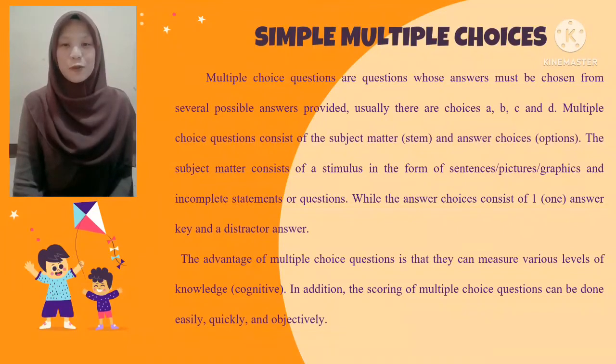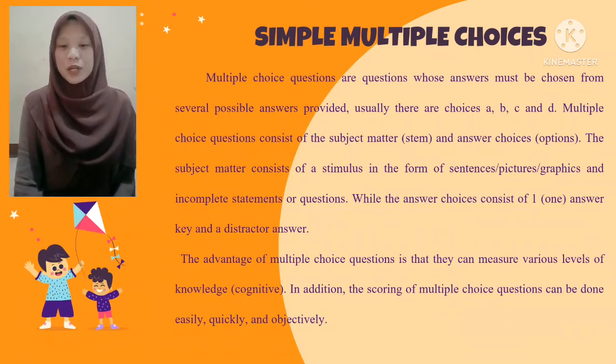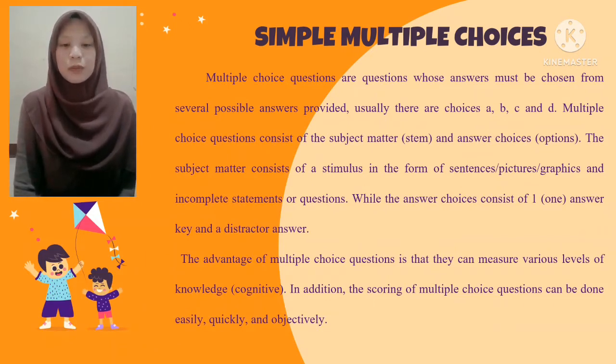The first instrument is simple multiple choice. Simple multiple choice questions are questions whose answer must be chosen from several possible answers provided. Usually, there are choices A, B, C, D, and E. A multiple choice question consists of the subject matter and answer choices.